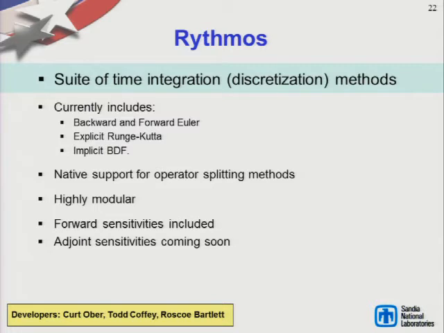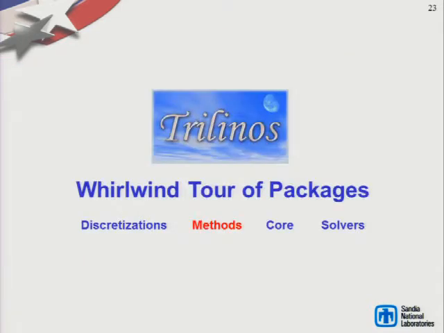It's set up to do forward sensitivities. We're working on adjoint sensitivities. So if you want to do sensitivity analysis, with Rhythmos at the moment, in one direction, you're set. Adjoints are in progress. That's the quick tour of discretizations. I could go into detail about the meshing stuff, but I think it's a little more obvious.